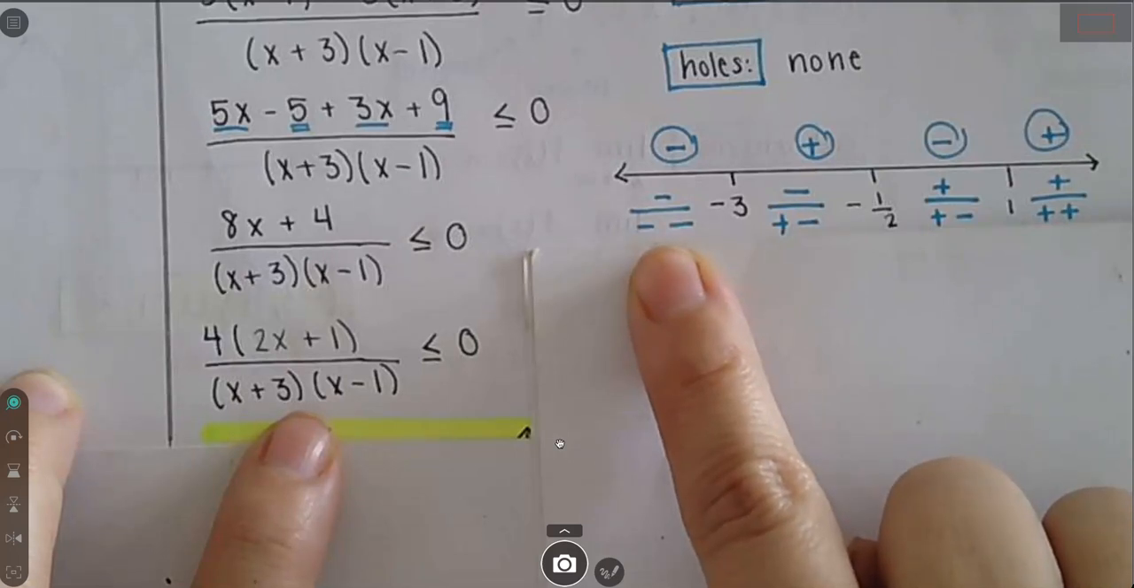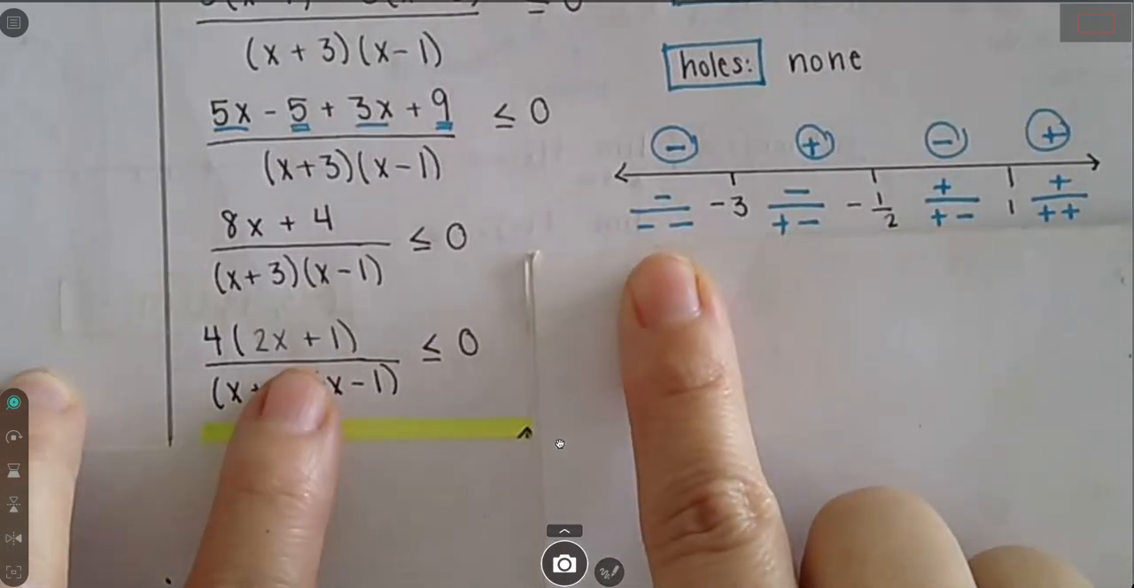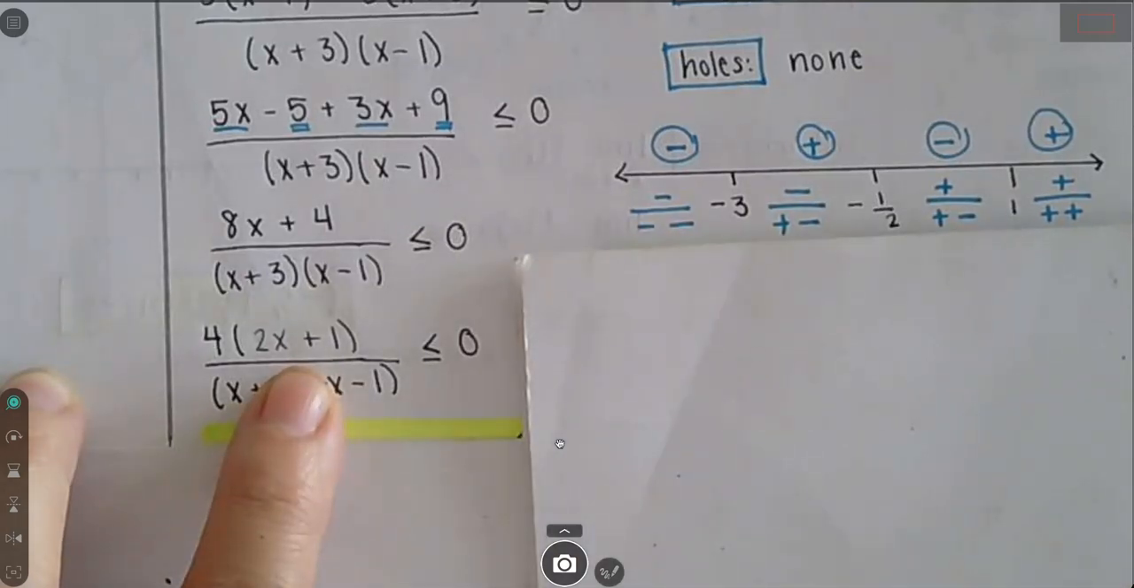I plugged in -4, but someone else shouted out -5. So if you mentally plug in -5, you don't have to solve it out. You just have to mentally solve it to the point where you see, is it going to be positive or is it going to be negative?